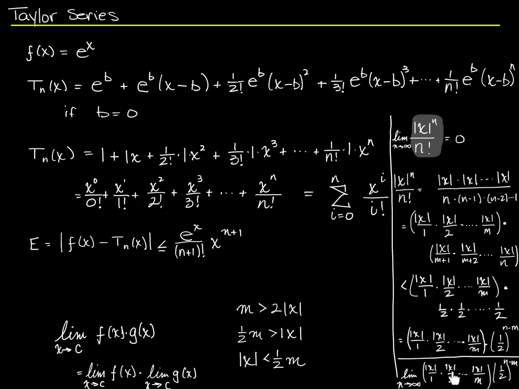The limit of this big product here is the product of the limit of this thing, whatever it happens to be, times the limit of this thing. Well, the limit of this thing is 0, and 0 times anything else is going to be 0. So that proves that this limit up here is 0.